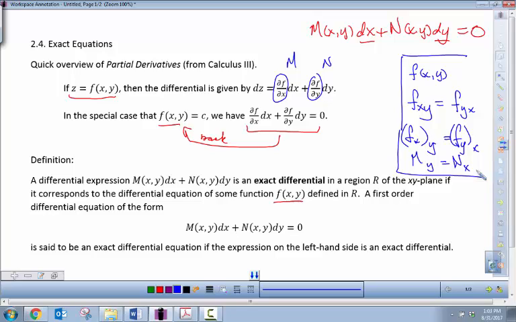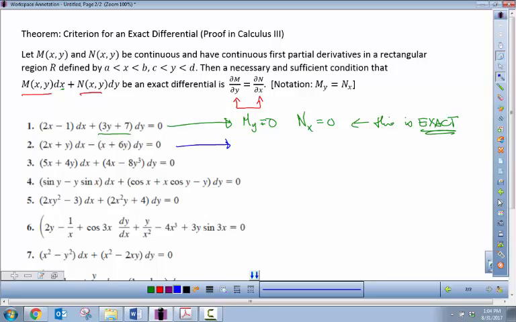So there's also other mixed partials, fxxx and fyy, but those don't play into this. And like I said, if you've taken Calc 3, you're familiar with this, with the second derivative test, where you have to take the second derivatives of things. But like I said, for this class, we won't worry about that. Okay. So back to this idea of My and Nx.